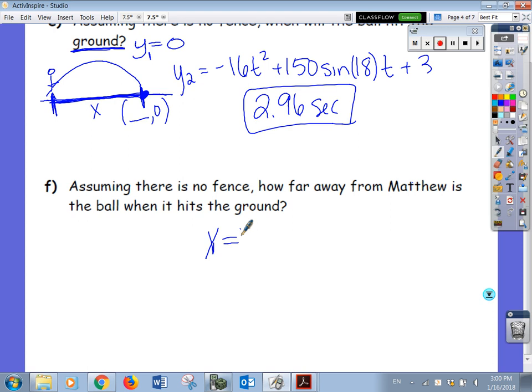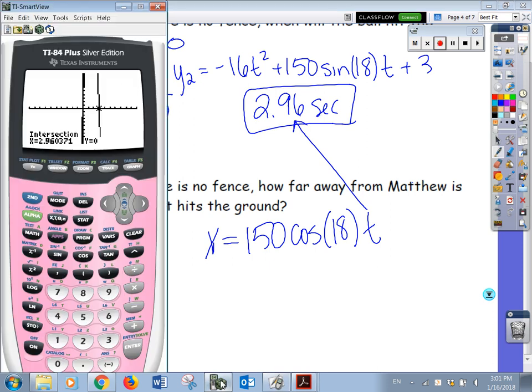Now it's the whole number, not the stored value. So don't type in 2.96, because most of the time you're going to get that completely wrong. It's going to be more than 1/1000th off, so use that whole number. You're going to type in 150 cosine of 18, and then you're going to use that t value right there. Now what's nice, in our calculator, we just found the intersection. So no matter what you had x stored as in your calculator, it just overrode whatever you originally had stored.